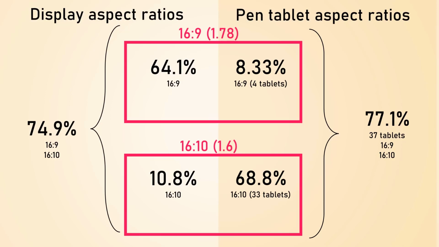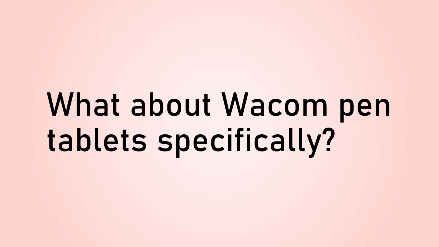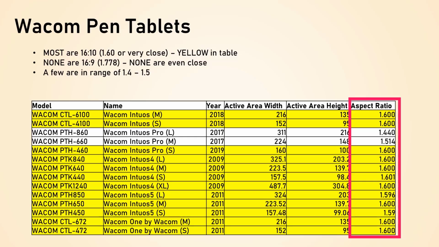There seems to be a mismatch between the displays you are using and the pen tablets you are using in terms of aspect ratios. Wacom is so important in this industry. Let's look at their pen tablet models in detail. This data covers a number of Wacom Intuos models. Although it does not cover every Intuos ever made, it does cover a large number of them. And it covers models all the way from the newest ones to ones that were made about 10 years ago.